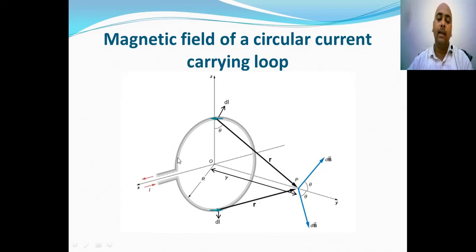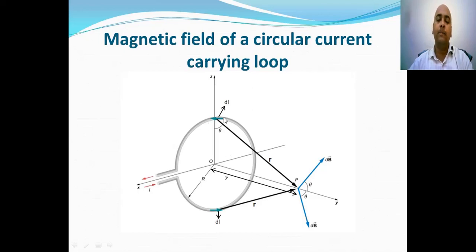As current is flowing in the coil, in order to find the magnetic field at point P, we need to use the Biot-Savart law. This Biot-Savart law is used to calculate the field due to an infinitesimally small current element. So first we will calculate the field at point P due to an infinitesimally small element, and then we will integrate this magnetic field for the entire coil.